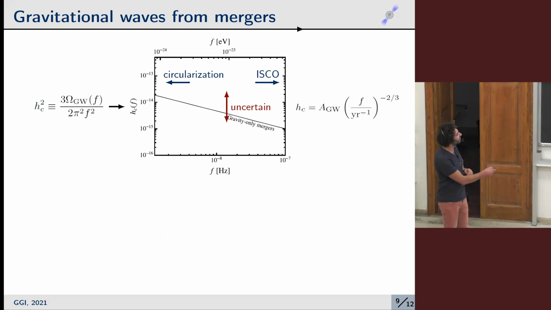At very low frequencies, you expect circularization to be important, so the binaries can still be eccentric. At very high frequencies, beyond this plot here, we're looking at the ISCO frequency, where you'd have a cutoff inside the spectrum. And as I've already mentioned repeatedly, there's an uncertainty that's very large here in the amplitude of this line. So whether it's actually going to be here or here is not very well known.